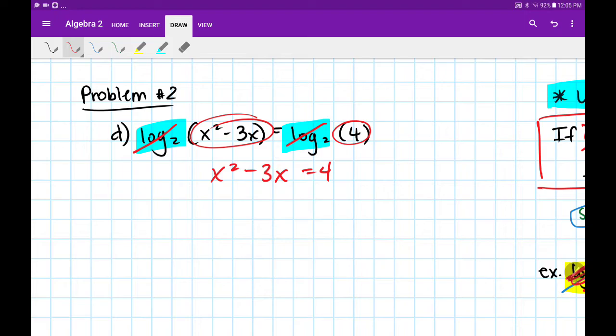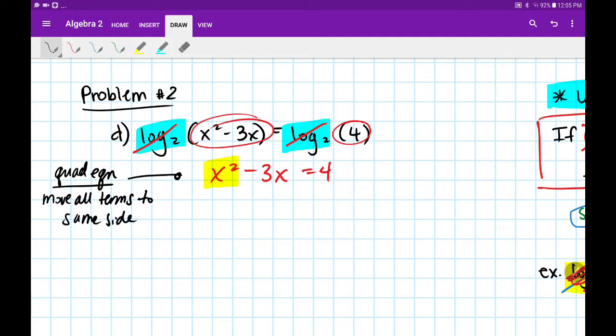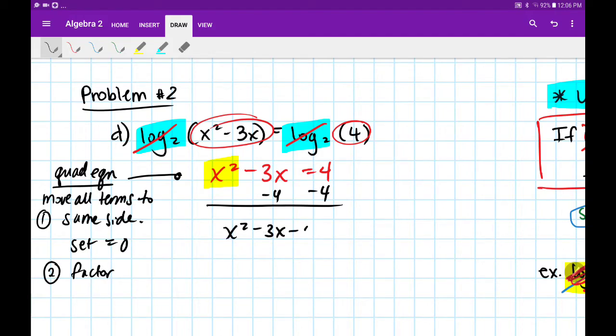Now we want to solve for x, and we have a quadratic, x squared. So recall, to solve a quadratic equation, you always move all terms to the same side and set them equal to 0 so we can then factor. So that's our first thing, and then factoring is our second thing. Well, let's get everything to the same side then. I'm going to minus 4 on both sides, and I'll have x squared minus 3x minus 4 equal to 0.